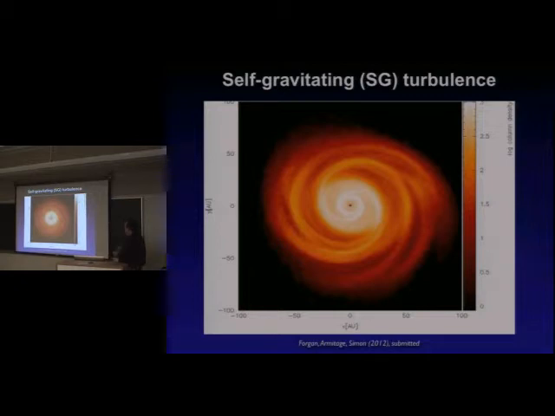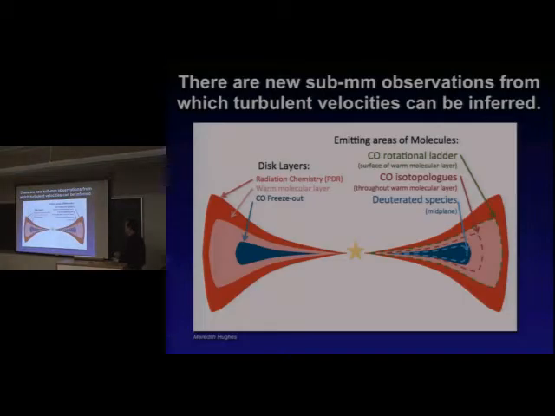It's obviously going to be more important for larger mass disks, as I'll show later on, because self-gravity tends to produce large spiral arms. But what I am going to focus on are new sub-millimeter observations from which you can extract turbulent velocities of the gas.